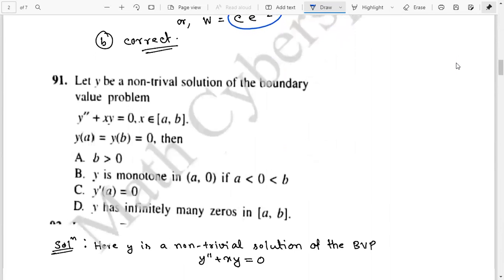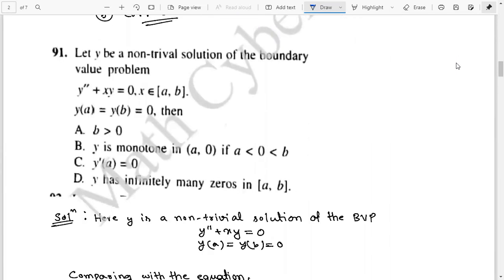Next problem. Question number 91. This question is from part C, that means 4.75 marks, and one or more options can be true. So what is the question? Let y be a non-trivial solution of the boundary value problem. This is the boundary value problem, and these are the boundary conditions. Now we have four options. Option: b will be greater than 0. Option: y is monotone in the open interval (a, 0). Option: y'(a) equals 0. Option: y has infinitely many zeros in the closed interval [a, b].